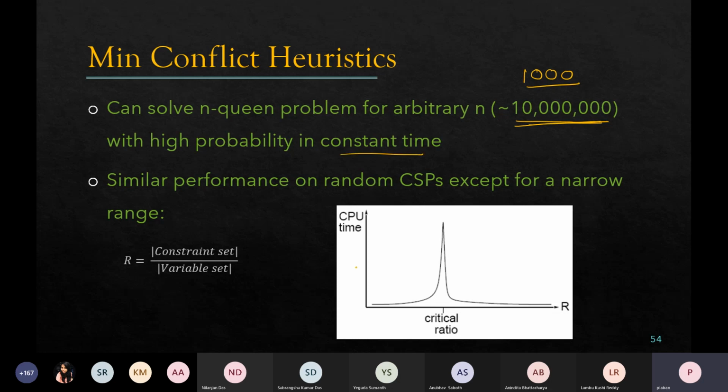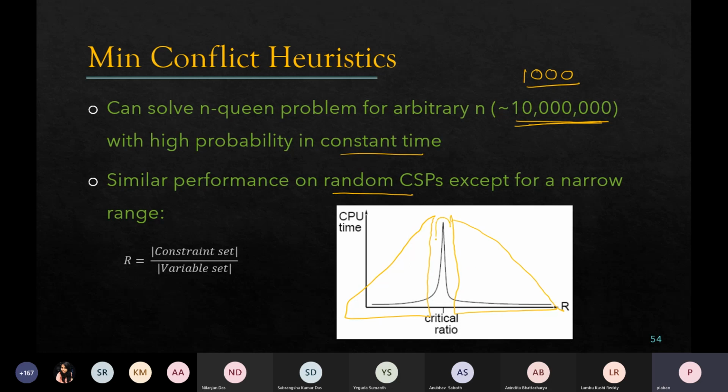Now, there is an experiment that was done using random CSPs. And there was a quantity, a ratio, which is the ratio between the size of the constraint set and the size of the variable set. Now, if we plot this ratio against the CPU time, you will get a curve like this. What does that mean? If you have a very low ratio, like in this region, the problem can be solved in a pretty fast manner. And also, if you have a high ratio, you can solve the problem in a very fast way.